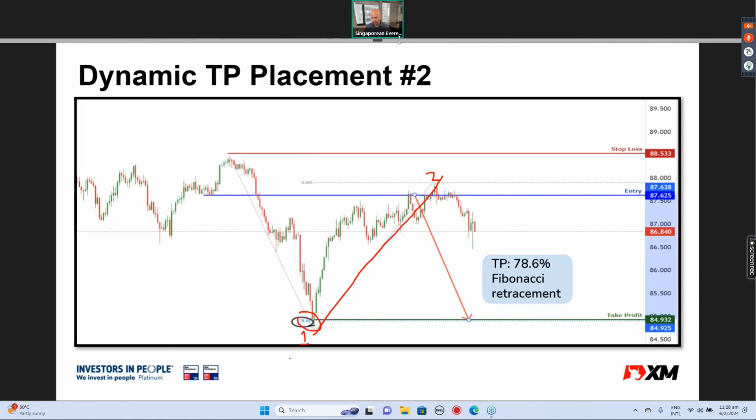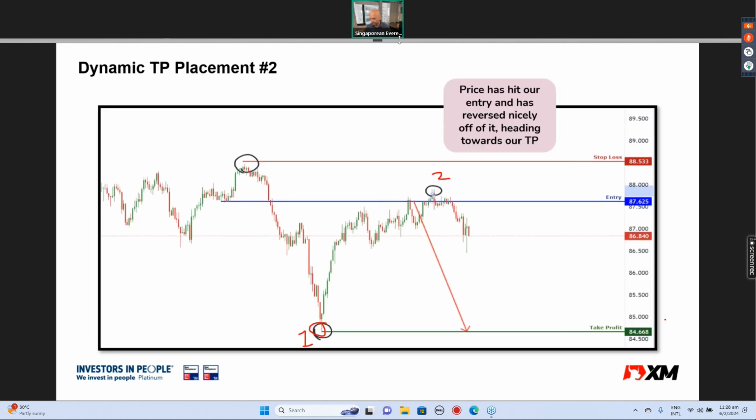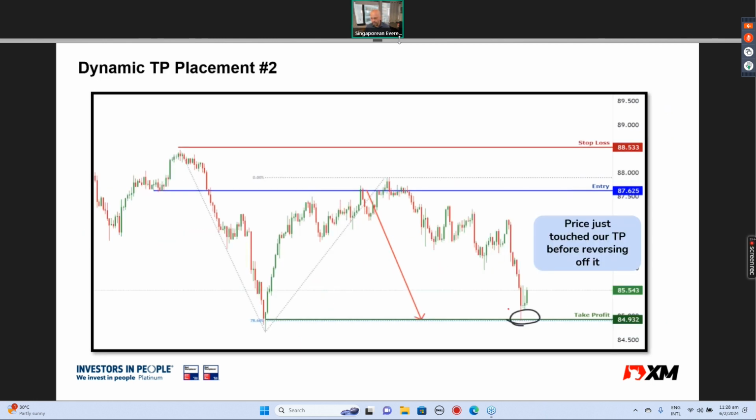We are using the 78.6 to identify a dynamic TP placement, right? So we are placing the TP at about the 78.6% Fibonacci retracement, which in this case is about 84.93, which is about 27 pips above the original TP. So in this example, you can see price drops quite nicely all the way to the 78.6% Fibonacci retracement before bouncing to go higher. In this case also, I would probably place the TP at slightly above the 78.6 also.